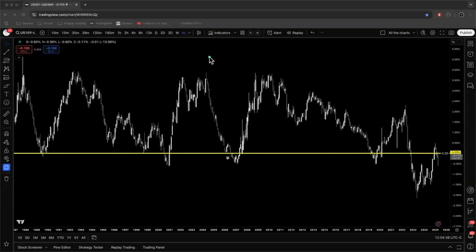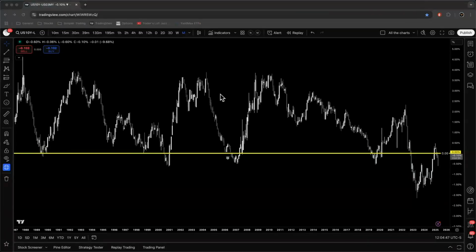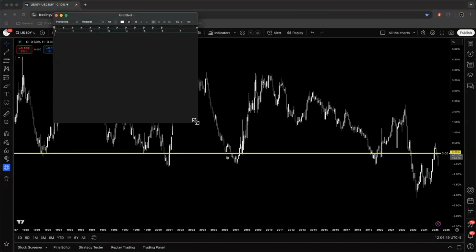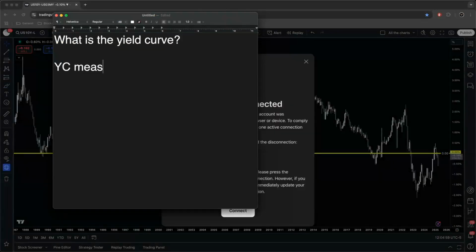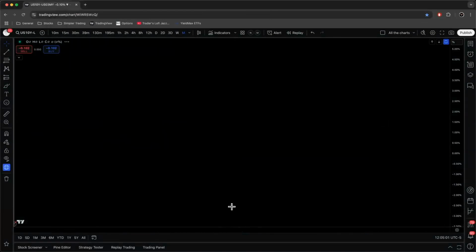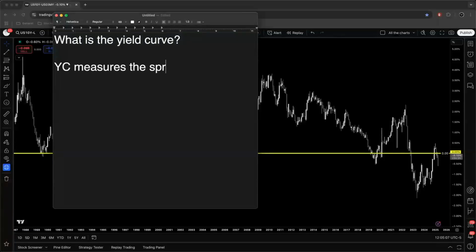I'll try to keep it as straightforward as possible. So let's start real quick with what is the yield curve. I'm going to do this as fast as I can because I think a lot of you that have been following along already know this stuff, but for the sake of completion. So what is the yield curve? The yield curve measures the spread, the difference between two maturities.